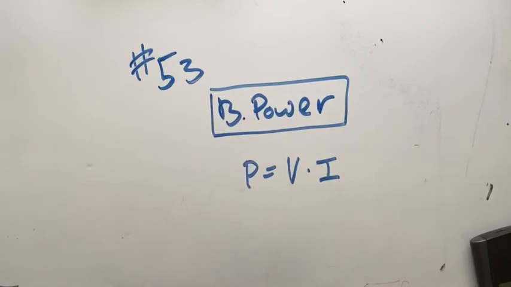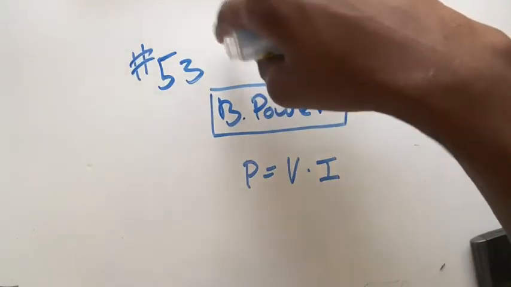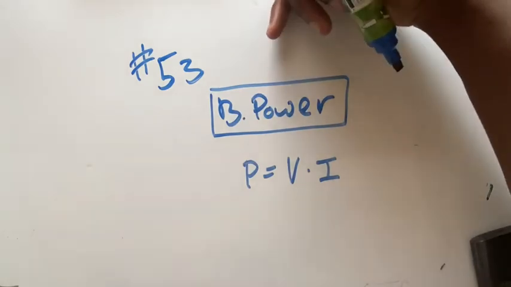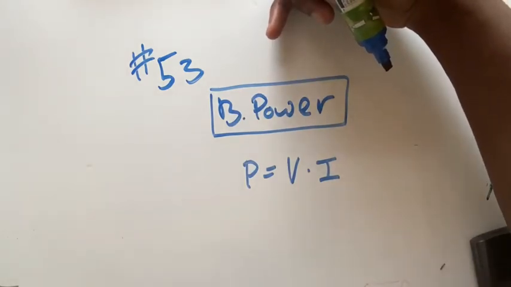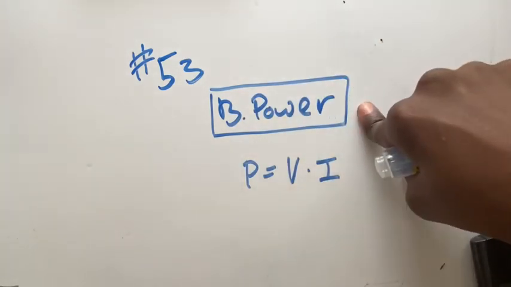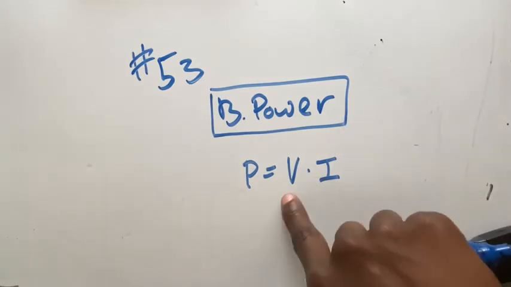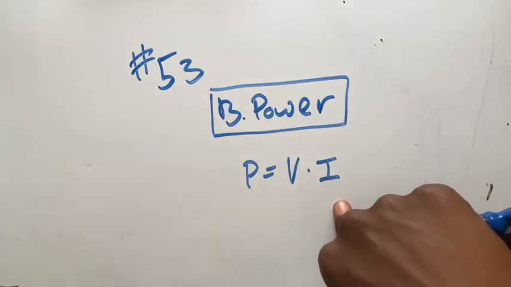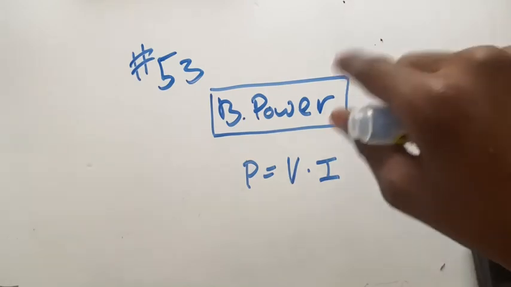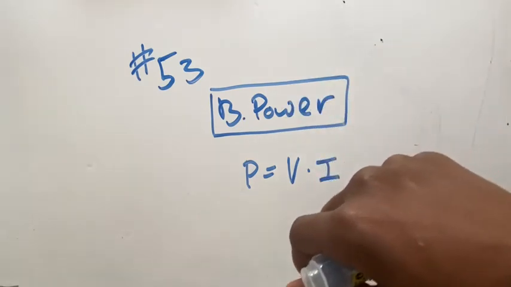All right, 53 says the rate at which a transformer transfers energy is called, basically that's the definition of power. And power is given by voltage times current. So power is basically the rate at which energy is transferred.